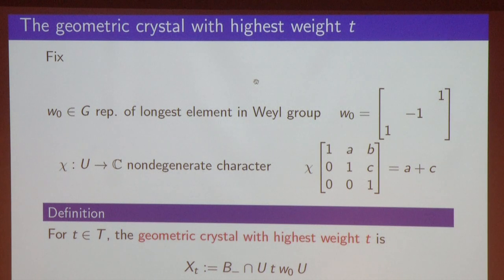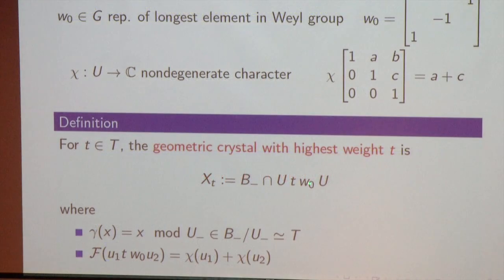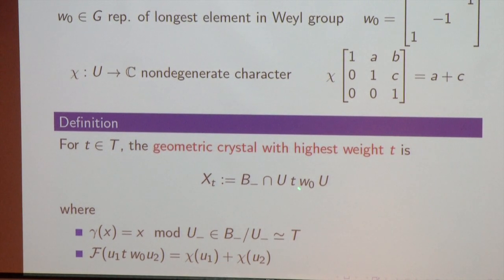Okay, so the definition of the geometric crystal with highest weight T, where T is an element of the torus, is the following gadget, which is a little bit weird definition. So these are lower triangular matrices which happen to factorize in this particular way. When you factorize it as U_T W_0 U, you will find some torus element squeezed here, and you insist that torus element is the torus element you started with. So this is some subset of lower triangular matrices.